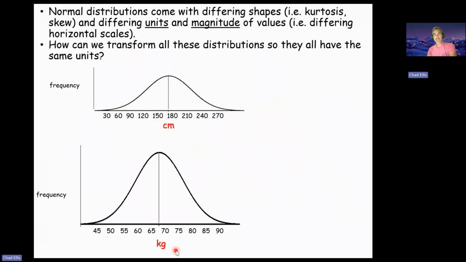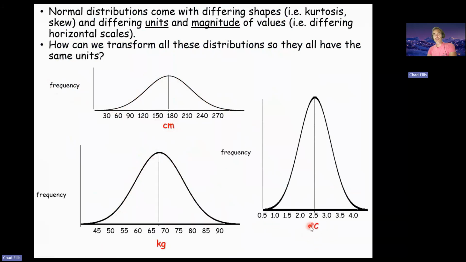our units are in kilograms. Still a normal distribution, right? But now we have kilograms for units, or maybe our data is temperature, degrees Celsius. Still a normal distribution, but with a different dispersion, right? You can see the shape's a bit different, but it's still symmetrical. It's still unimodal, so it's going to be a normal distribution.